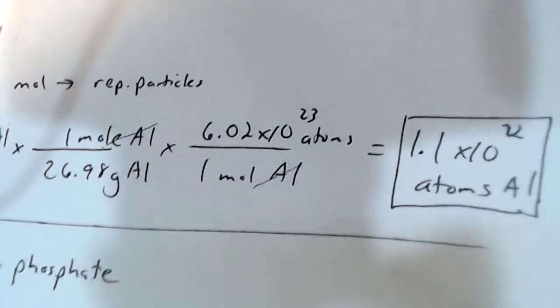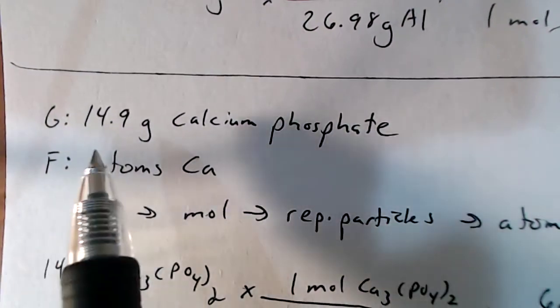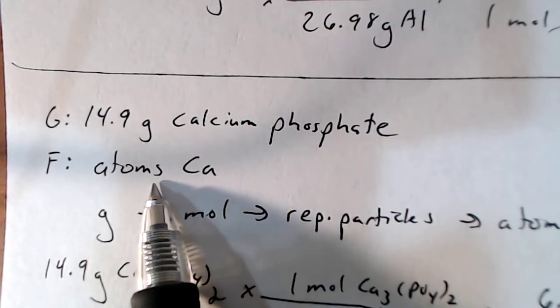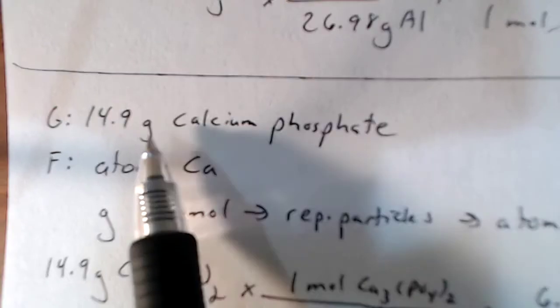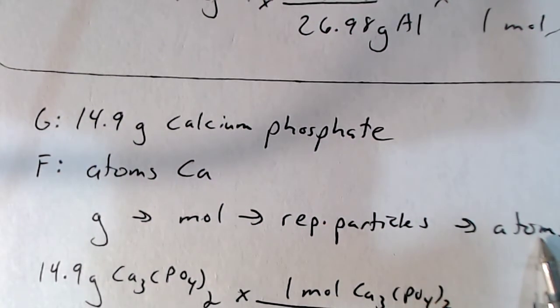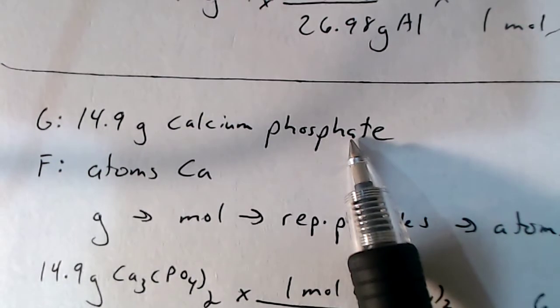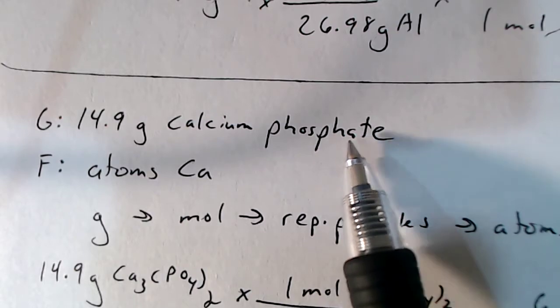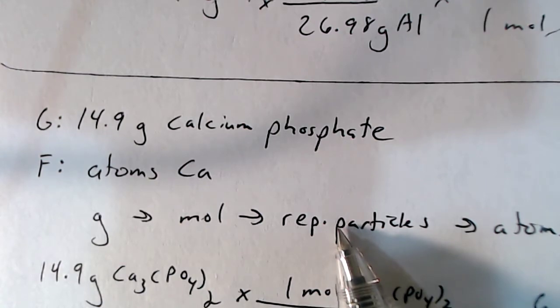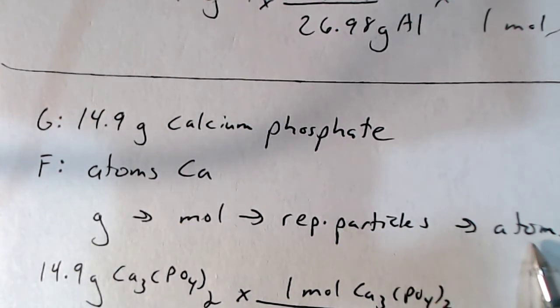All right, next question. If we have 14.98 grams of calcium phosphate, how many atoms of calcium do we have? All right, so we have grams, and we want to get into atoms of just calcium. So having this compound here, not pure element, when we convert into moles and then into representative particles, that will not be atoms of calcium. That will be formula units of that ionic compound. So we'll need to do another conversion to get into atoms.